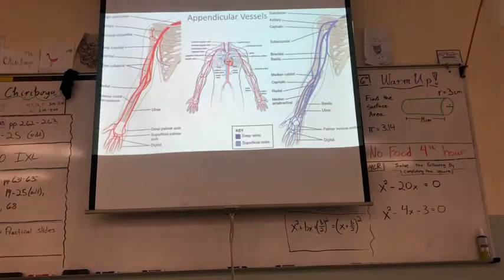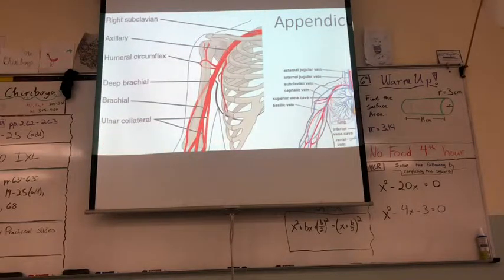All right, good. Next, so we went through all the axial ones. Let's go quickly through the appendicular ones. Here you have a couple also that are both artery and veins. Main ones are going to be the axillary one. Now the axillary one is coming off of one called the right subclavian.